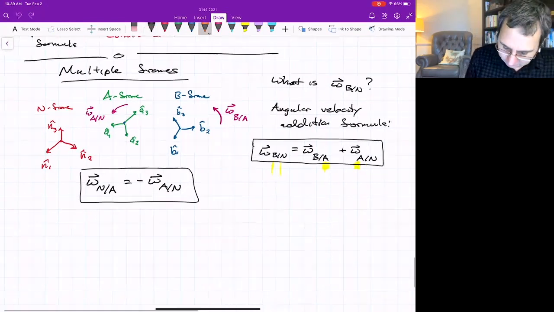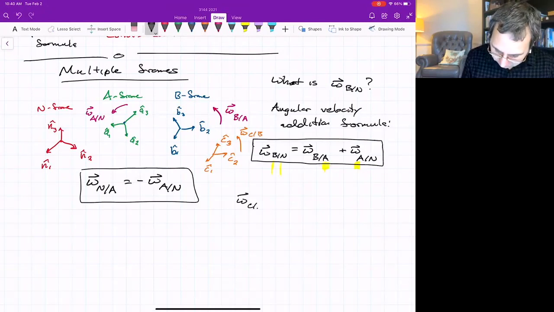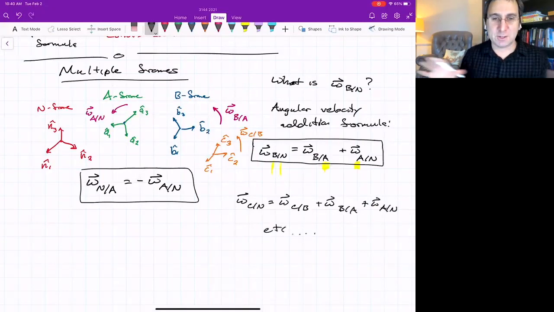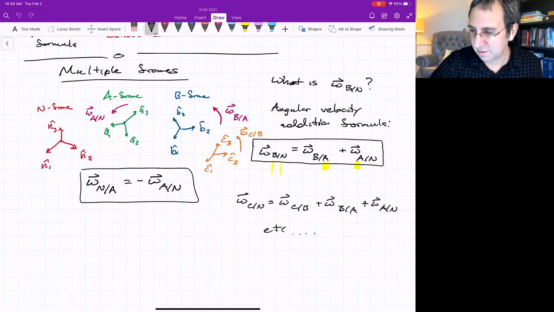Like if there was a C frame or something, then, omega of C with respect to B, we would have omega of C with respect to N is omega of C with respect to B plus B with respect to A plus A with respect to N, etc. So you could do as many frames as you want.